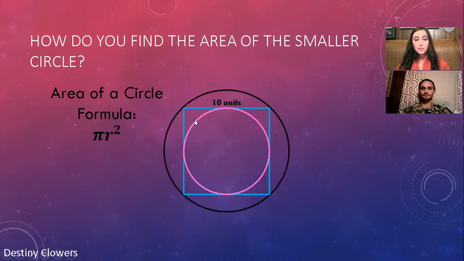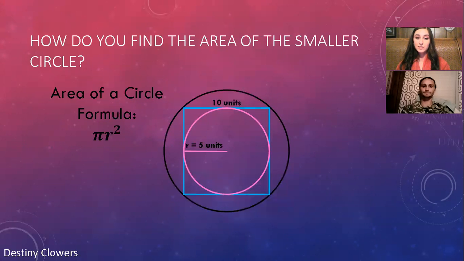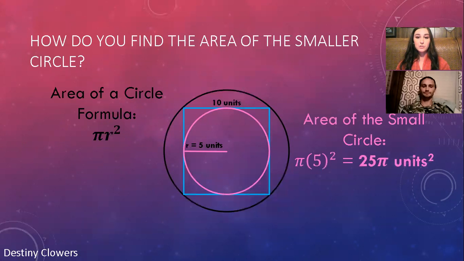Now, since the circle is inscribed inside of this square, we know that since the square's length is 10 units, the diameter of the circle is 10 units. Now, since the radius is half of the diameter, we're going to just take 10 divided by 2. We're going to take half of 10, which is 5. And then we're going to just plug that into our formula. So the area of the small circle is pi times 5 squared, and this equals 25 pi units. Okay. All right. So anytime you need to find the area of a circle, just use pi r squared.